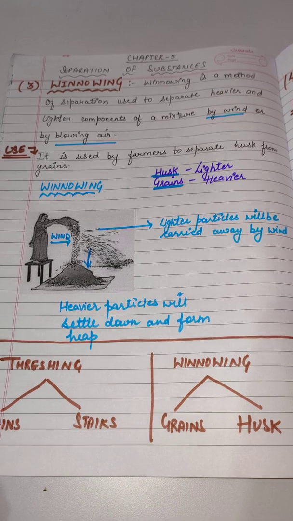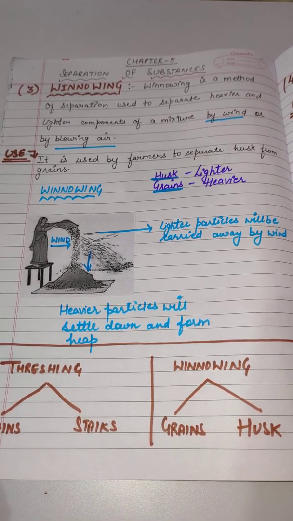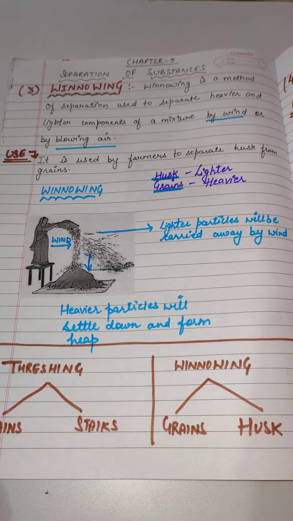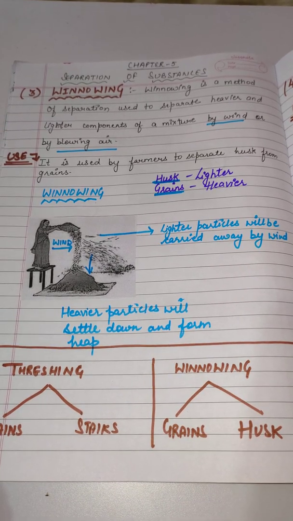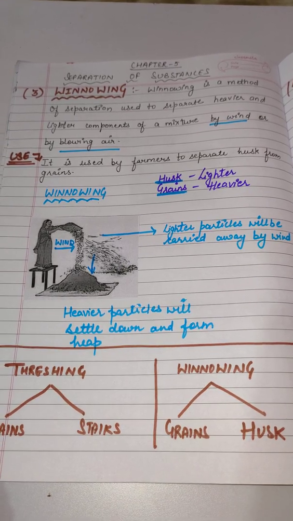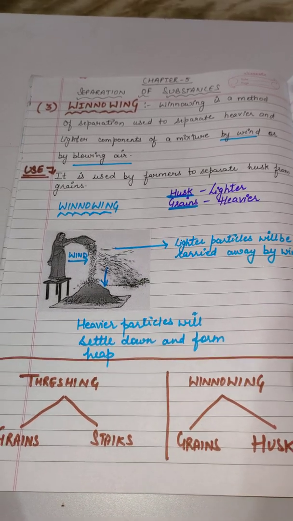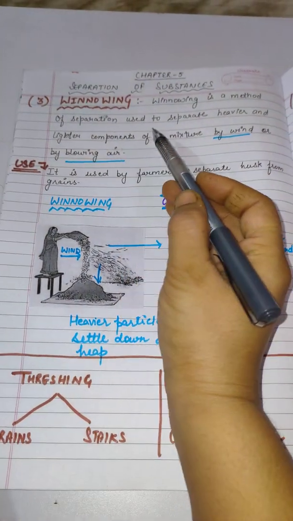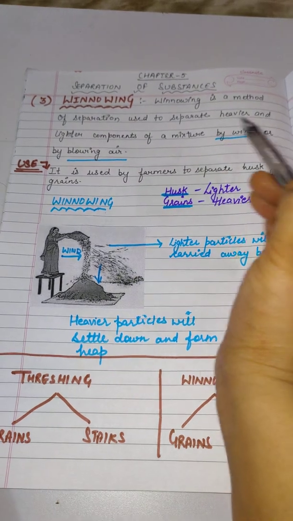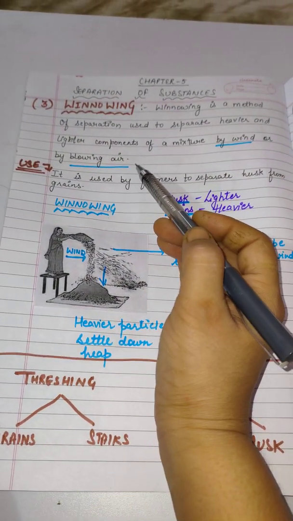One more thing here is that wind plays the most important role in this process. If there is no air or no wind, this process does not work. So now you have understood this definition that winnowing is a method of separation used to separate heavier and lighter components of a mixture by wind or by blowing air.